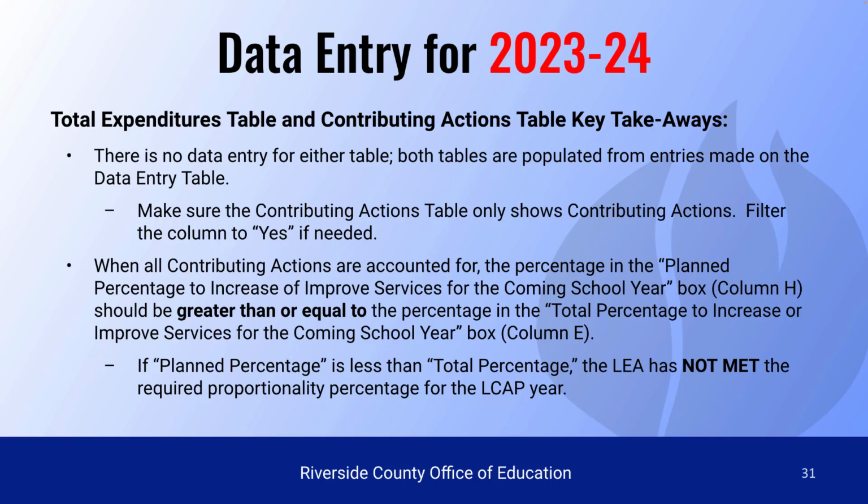When all contributing actions are accounted for, the percentage in the planned percentage to increase or improve services for the coming school year box, which is in column H, should be greater than or equal to the percentage in the total percentage to increase or improve services for the coming school year box. That's in column E. If the planned percentage is less than the total percentage, then the LEA has not met the required proportionality percentage for the LCAP year.